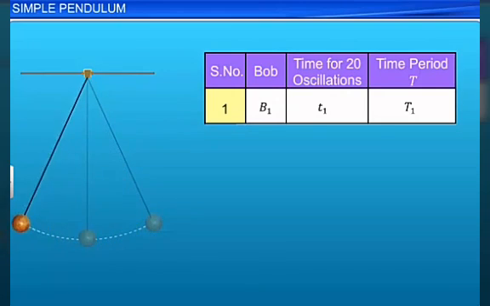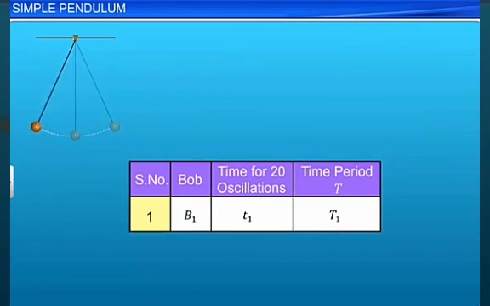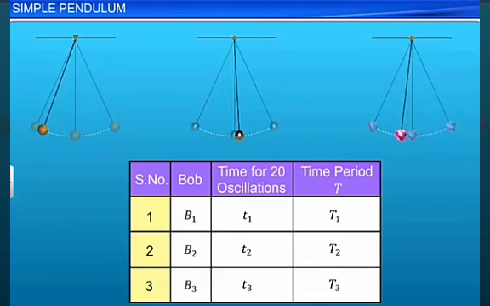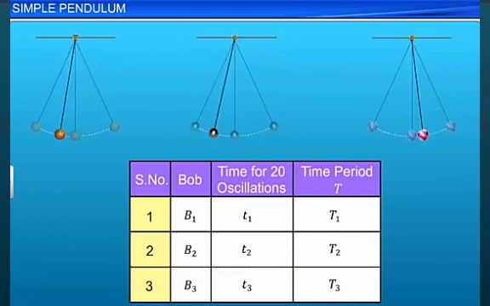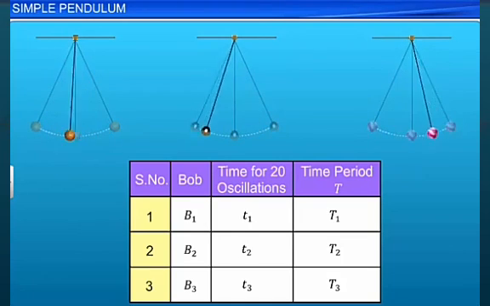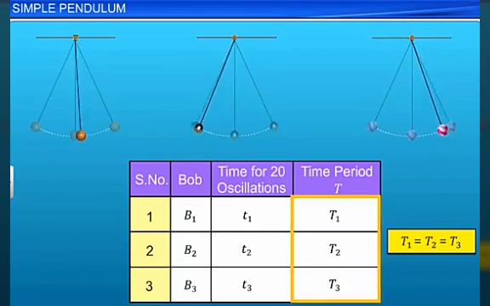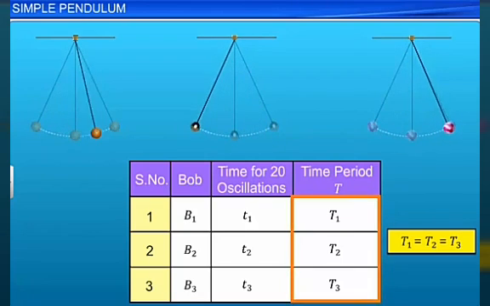Tabulate the readings. Now, repeat the procedure with the second bob and the third bob by keeping the length of the pendulum and the amplitude the same. Then tabulate the readings. You will observe that the period of oscillation does not change with the mass and material of the bob, provided the length of the pendulum and amplitude are constant. This verifies the second law.